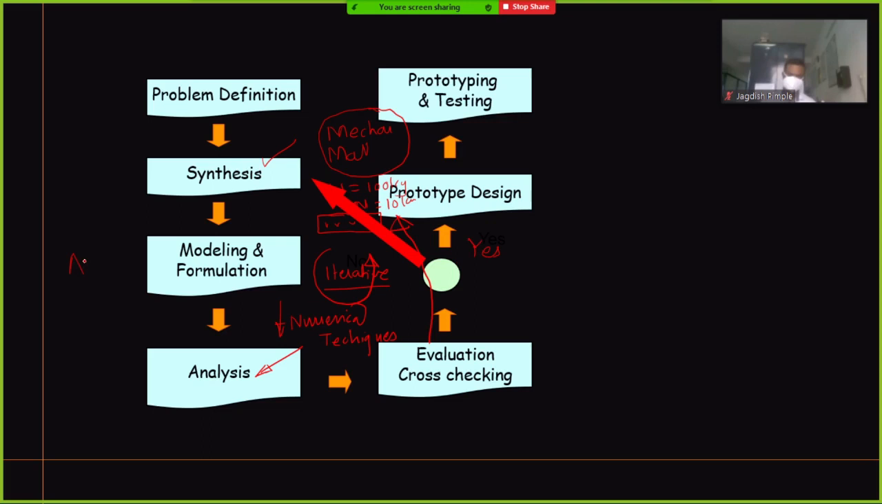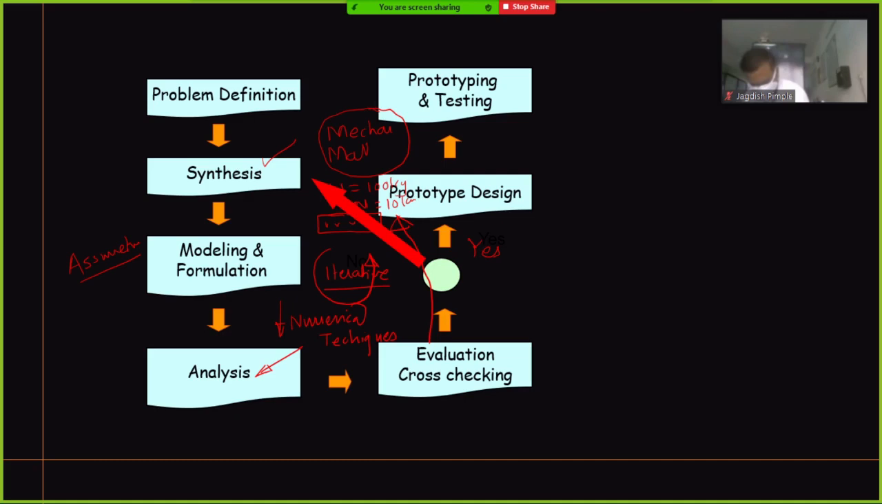Assumptions means we are assuming certain parameters, like the beam bending theory, fluid flow problems, Newton's law is all the time being followed, and things like that we assume. But in practice it doesn't happen in most of the cases. So that's why practical testing is the most important. That is why we develop a prototype.